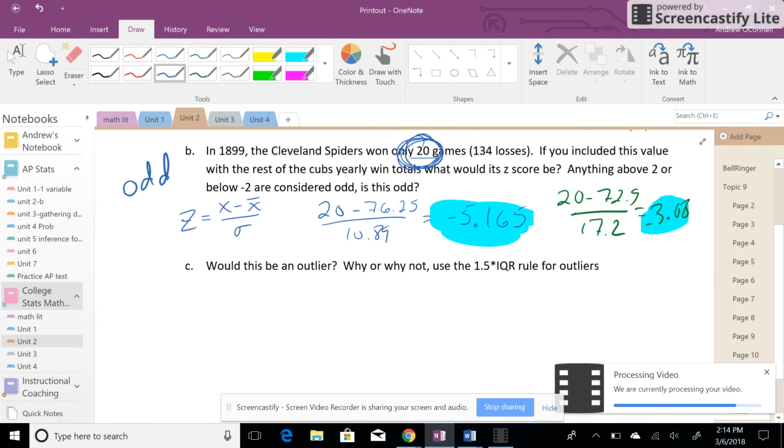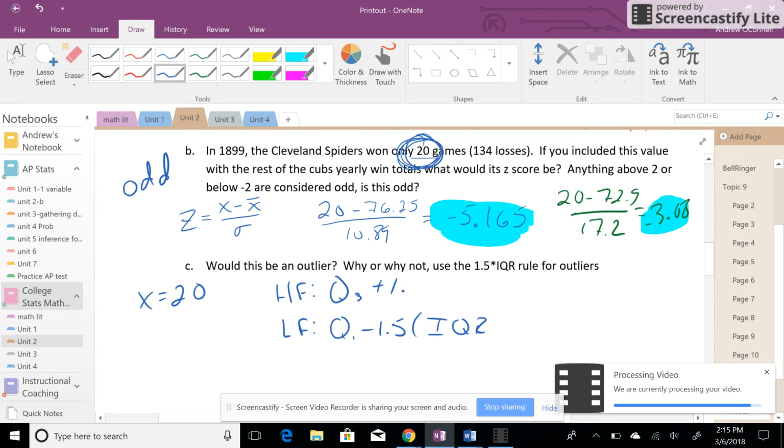Would this be an outlier? Would the 20 be an outlier? So to test that, we find what and what. Well, first of all, we just think it should be. High fence and low fence, right. High fence, do you remember the equation? So that'd be low. I heard Q1, that's associated with low fence. High fence is Q3.